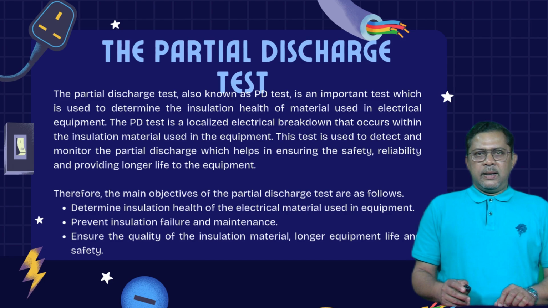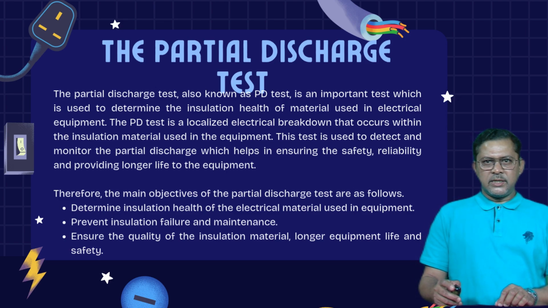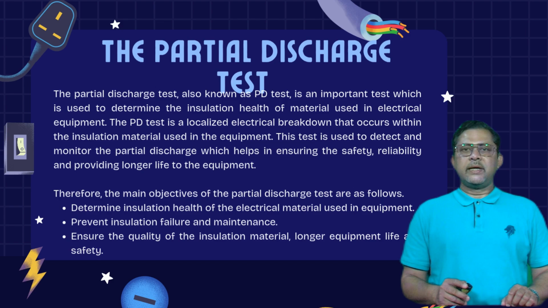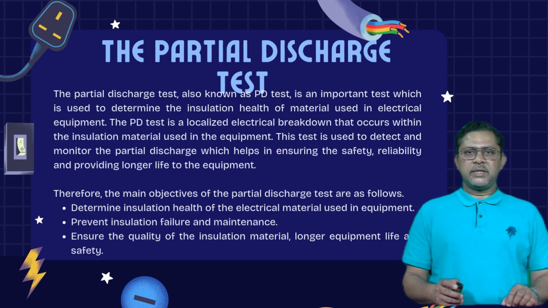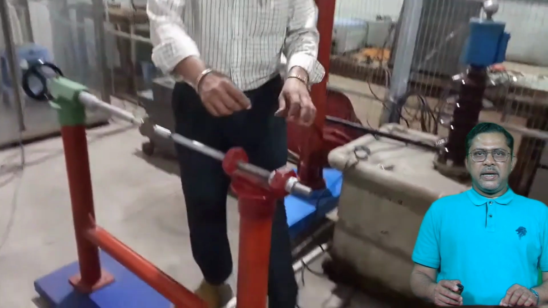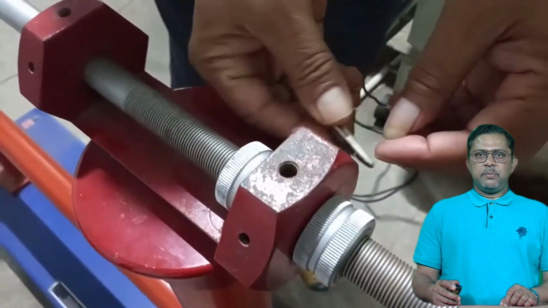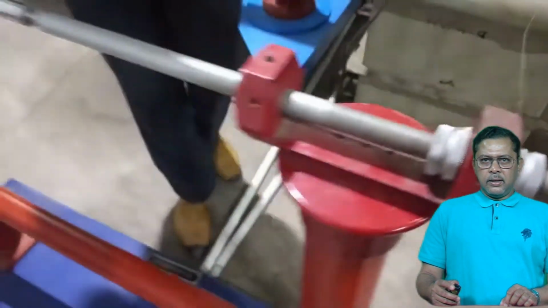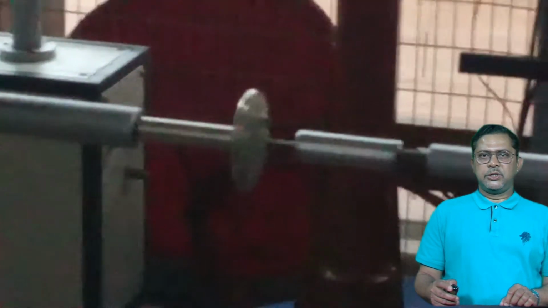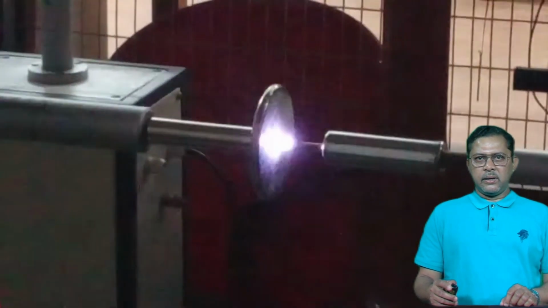Next, let us discuss the partial discharge test. The partial discharge test, also known as PD test, is an important test which is used to determine the insulation health of material used in electrical equipment. The PD test is a localized electrical breakdown that occurs within the insulation material used in the equipment. This test is used to detect and monitor the partial discharge, which helps in ensuring the safety, reliability, and providing longer life to the equipment.